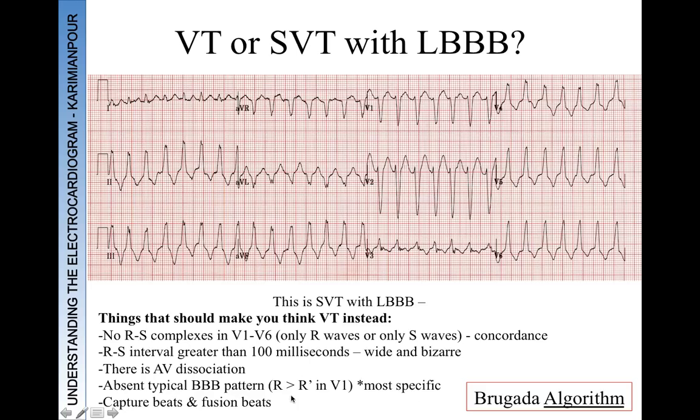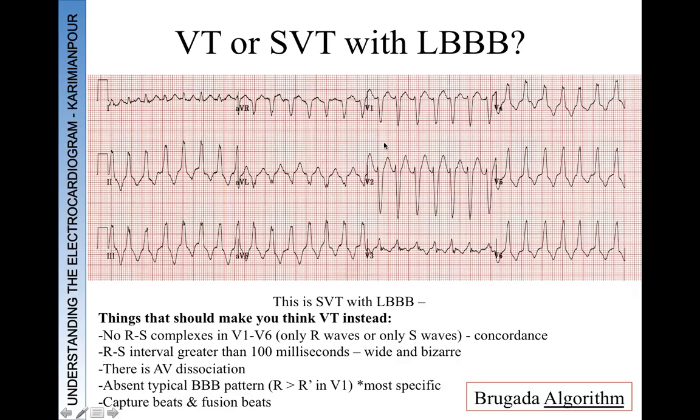And what the Brugada algorithm tells us, and I'll show you, I think I have a slide where it shows you the actual algorithm. But if you don't see RS complexes in V1 through 6, you only see R waves or you only see S waves across all of the precordial leads, we call this concordance. They're all concordant, going in the same direction. This should make you think VT.